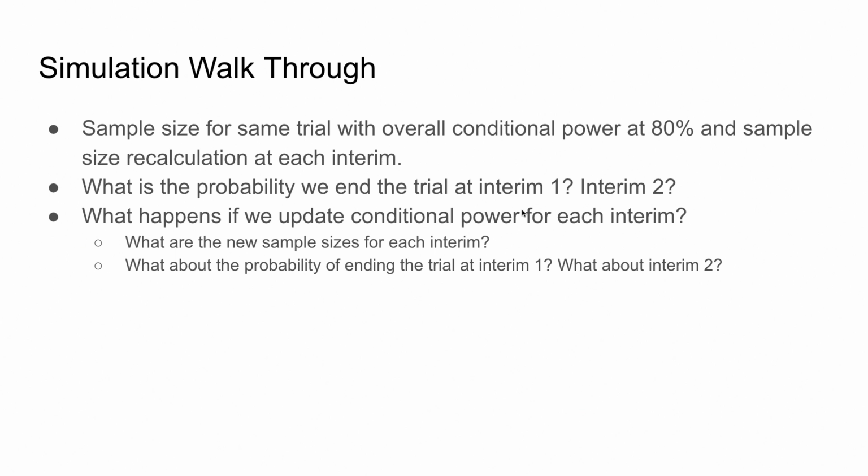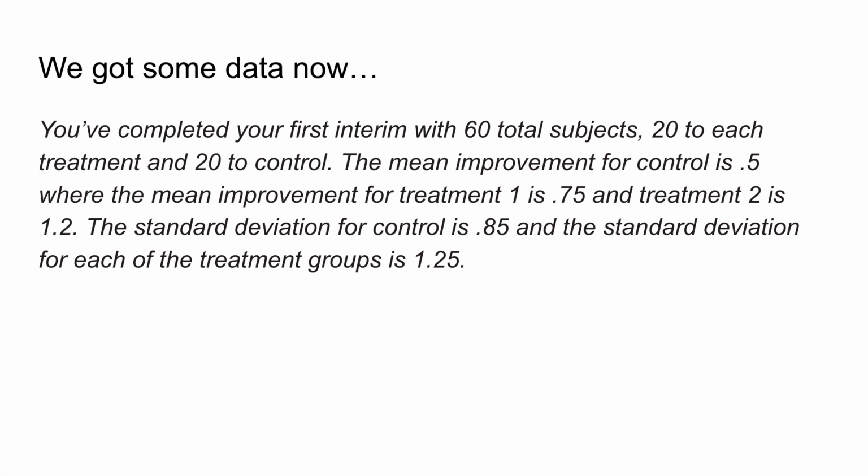Alrighty, so that answers these questions for the simulation walkthrough. Last, we're going to take a look at analyzing some data. So for this scenario, you've completed your first interim with 60 total subjects, 20 to each treatment and 20 to control. The mean improvement for control is 0.5, where the mean improvement for treatment 1 is 0.75 and treatment 2 is 1.2.